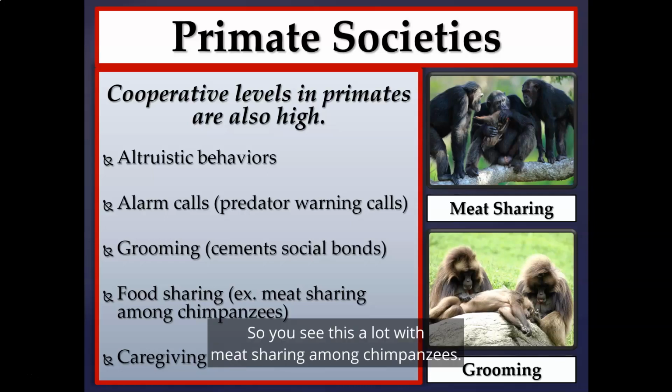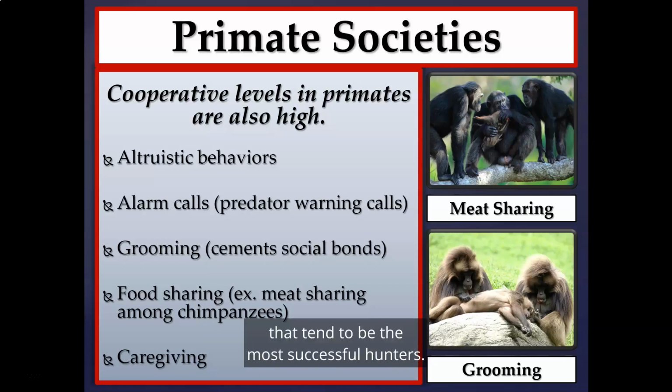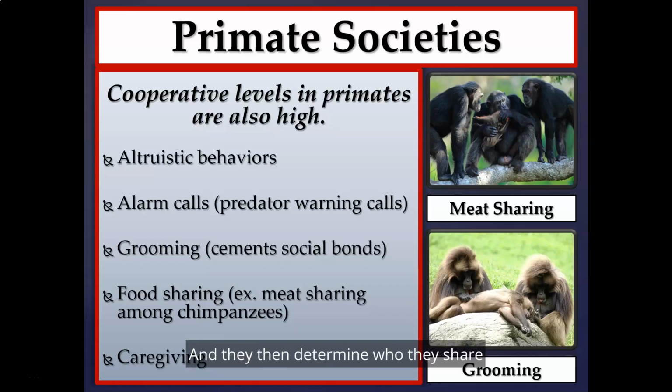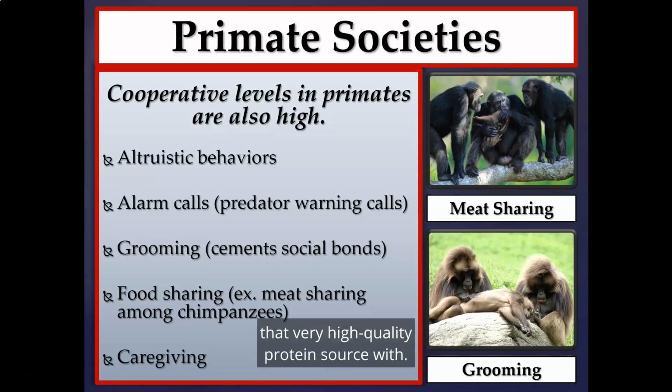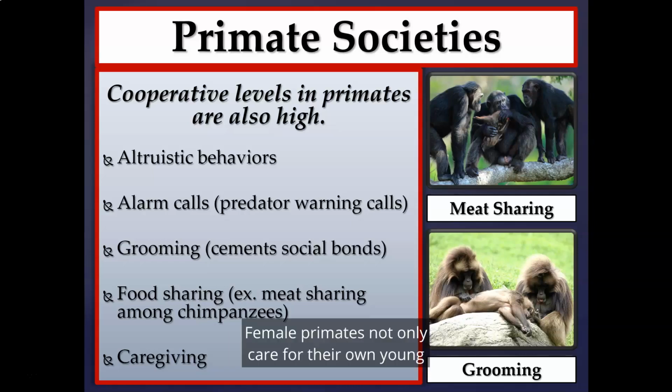They need others in their group to help them survive. Food sharing: you see this a lot with meat sharing among chimpanzees. I have some video clips for you guys on this. But typically it's the dominant males that tend to be the most successful hunters, and they then determine who they share that very high quality protein source with. Caregiving is something we often see in female primates and even adolescent female primates. Female primates not only care for their own young, but they oftentimes help care for the young of those they form alliances with, or their friends.